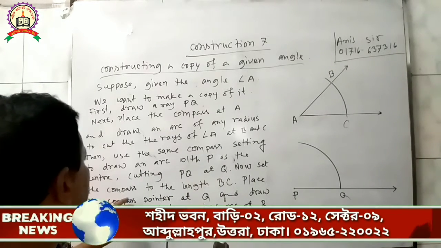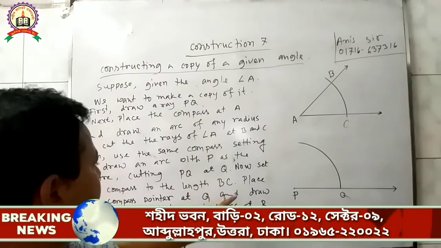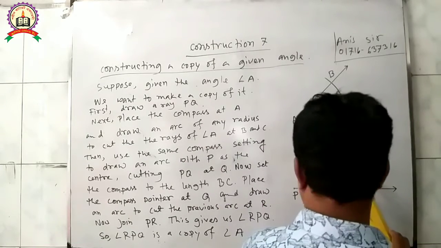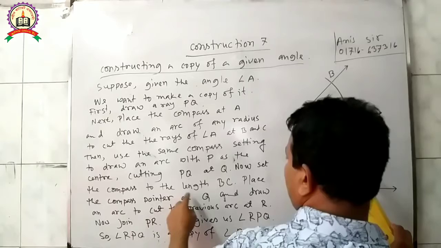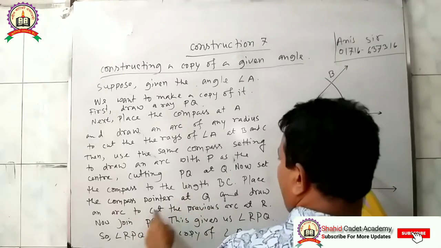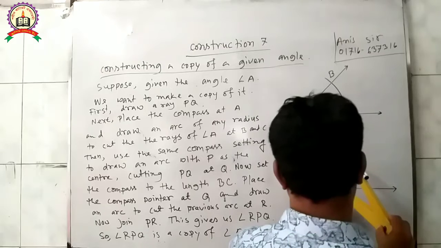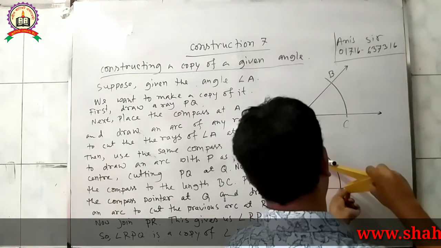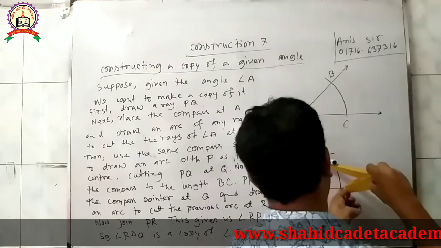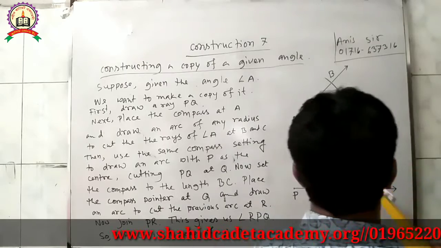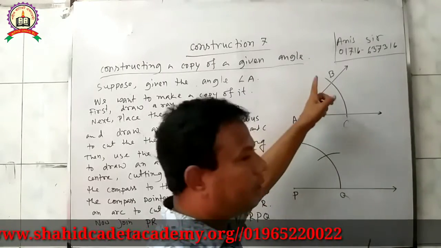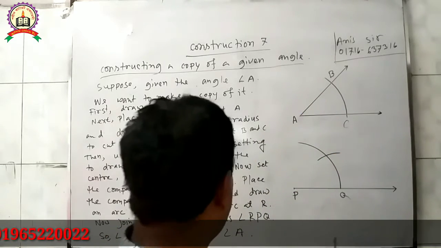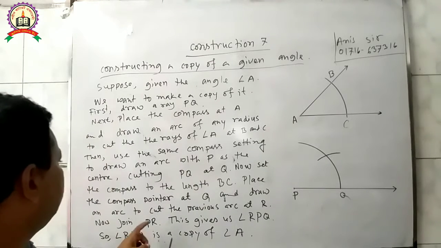Now set the compass to the length BC and place the compass pointer at Q and draw an arc to cut the previous arc. So we have to draw an arc with the length of BC. Now we draw an arc at Q.